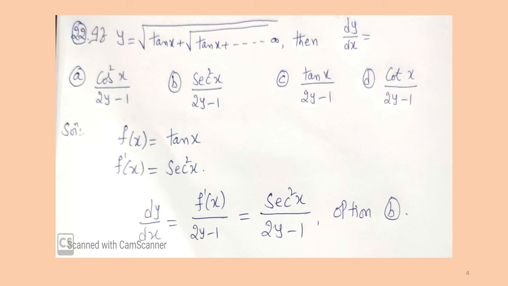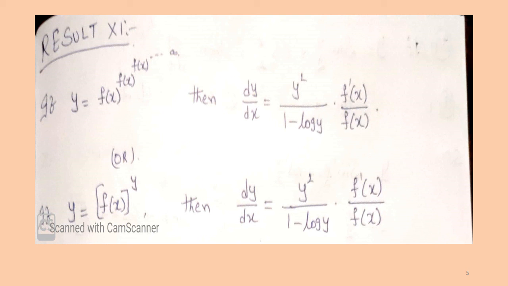Now next problem, 22nd one: if y equals square root of tan x plus square root of tan x plus etc. to infinity, then dy by dx equals. Here f of x value is tan x, so f dash x will become secant square x. Substituting in the standard result, dy by dx equals f dash x divided by 2y minus 1, which is secant square x divided by 2y minus 1, which is option B.